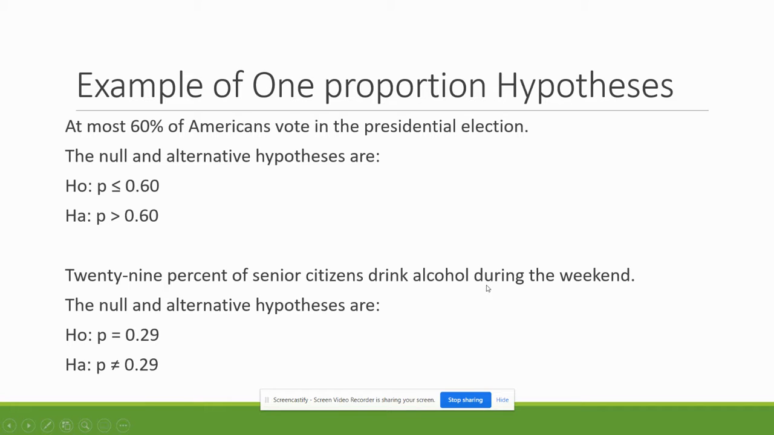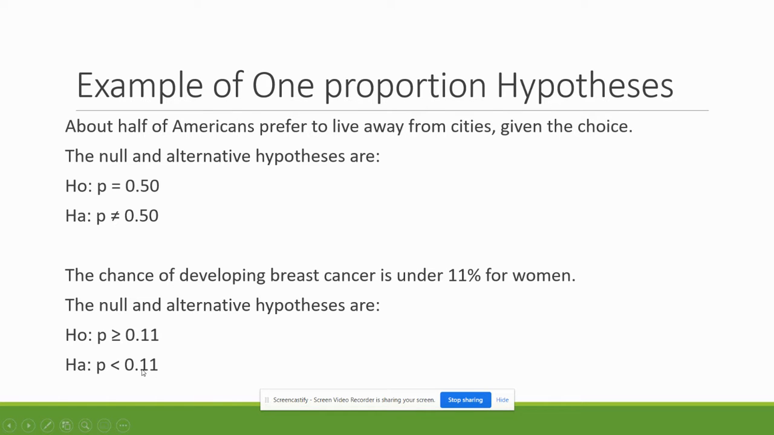29% of senior citizens drink alcohol during the weekend. So I didn't say that less than or greater than 29%. I just said this is a fact. So the null is the proportion equals 0.29. The alternative is the proportion does not equal 0.29. All right, let's do another one. About half of Americans prefer to live away from the cities given the choice. Okay, half. One half, 50%, 0.50. So I didn't say anything about less than or greater than. I just said about half. So the null is the proportion equals 0.50, and the alternative is the proportion does not equal 0.50.